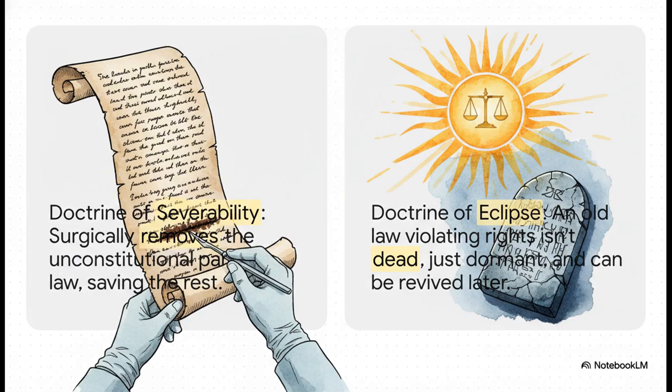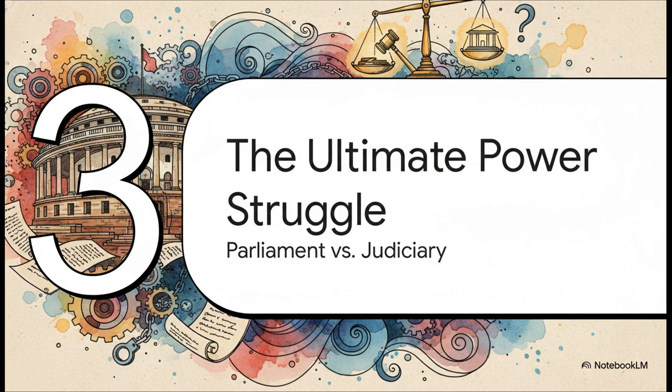An old law that clashes with a new right isn't totally killed off. It just becomes dormant, eclipsed. It's just sleeping, and it can even be woken up again if the Constitution is ever changed in a way that removes the conflict.